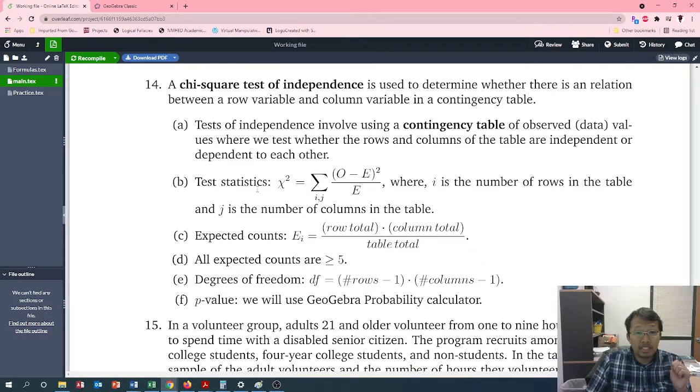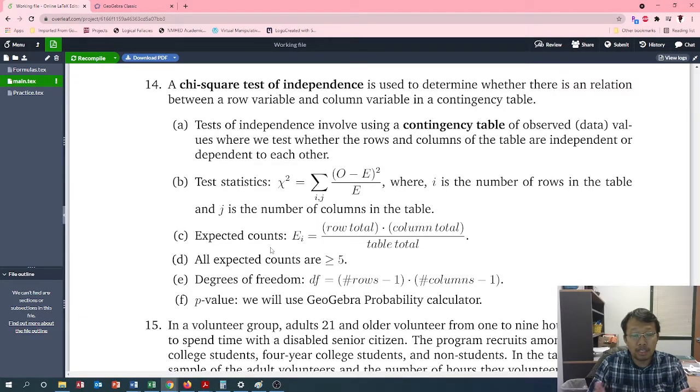Now the test statistic is again similar. However, in this case, we will be going through all of those rows and columns, each cell of the table. I and j mean the number of rows and the number of columns. And whenever you are trying to do the test of independence for these rows and columns, you also need to figure out the expected counts.